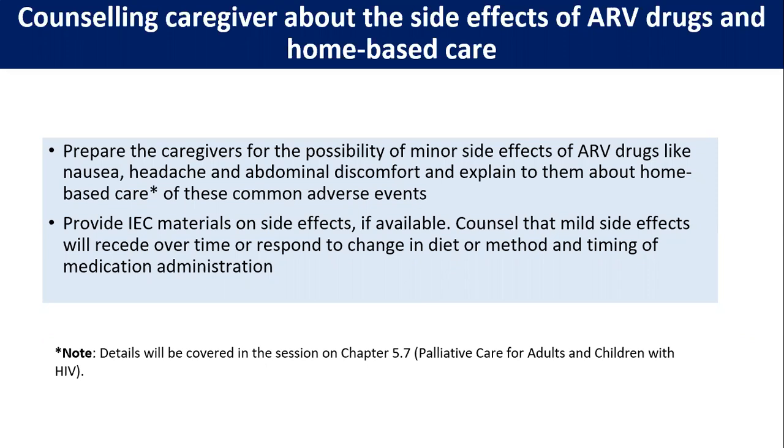If vomiting is there, you can give ondansetron. If there is pain in the abdomen, you have to identify whether it is due to gastritis, then add an antacid to their regimen. Always provide IEC materials on the side effects if they are available, and counsel about the mild side effects. They should not defer the treatment. They should report to the ART center, take a doctor's advice, and then decide on the treatment. So that has to be ensured.